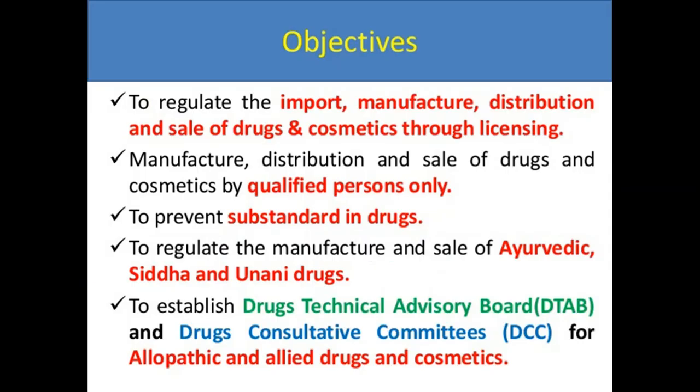What are the objectives of this act? The main objective is to regulate the import, manufacture, distribution and sale of drugs as well as cosmetics by a proper license. Without any license, nobody can import, manufacture, distribute, or sell any category of drugs. Secondly, it should be done by a qualified person. Later on we'll discuss who is a qualified person.